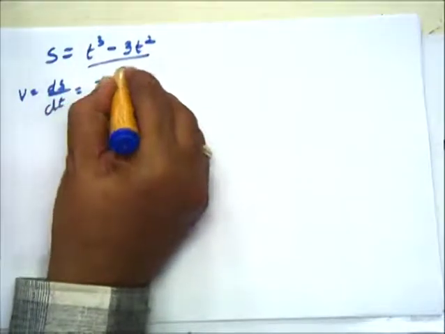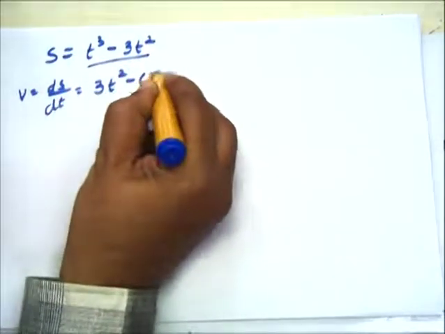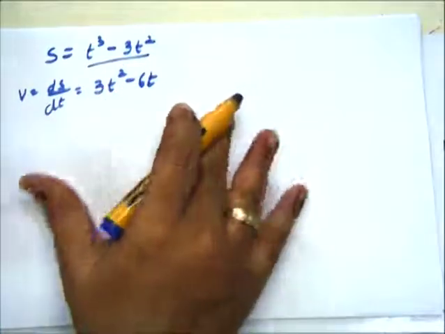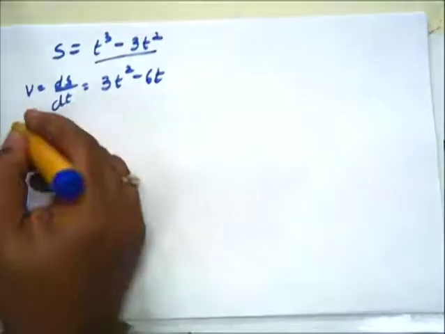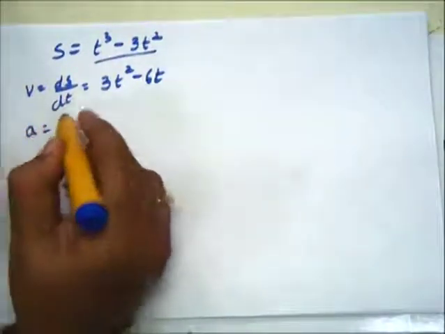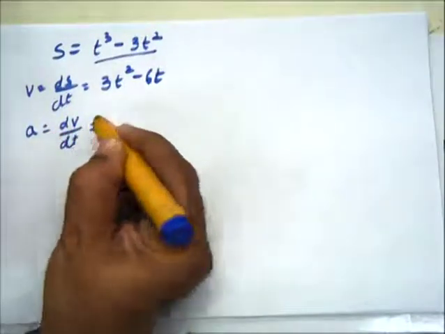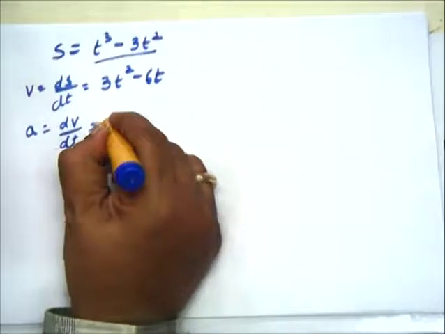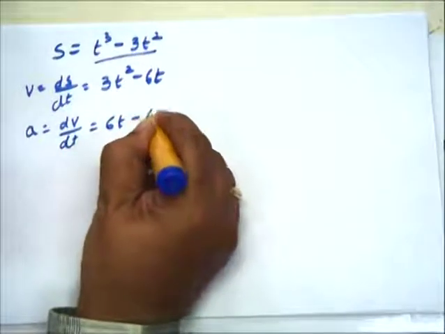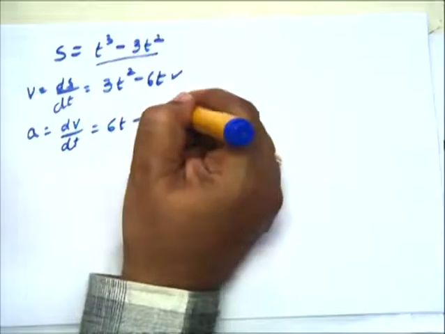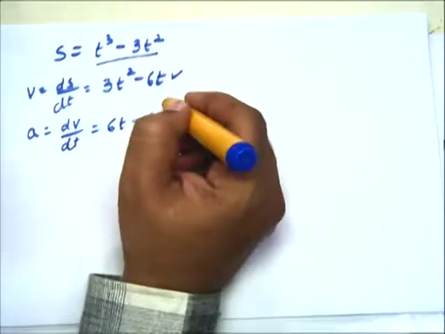So it is 3t square minus 6t. Whenever we have such type of example, we find v and if necessary find a. So it is dv by dt, so we have 6t minus 6. So these are velocity and acceleration for the particle.